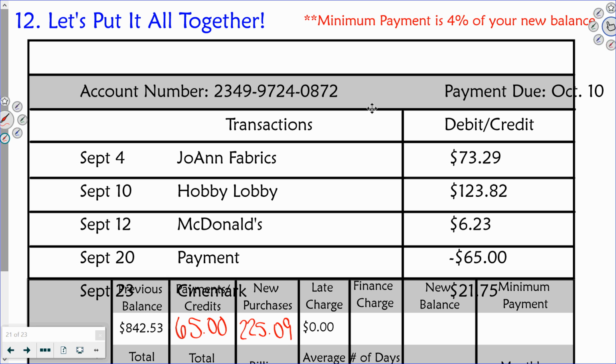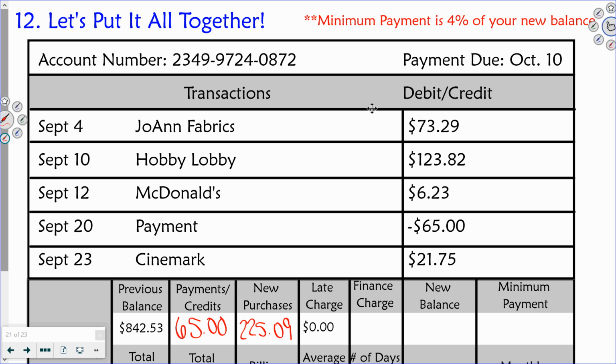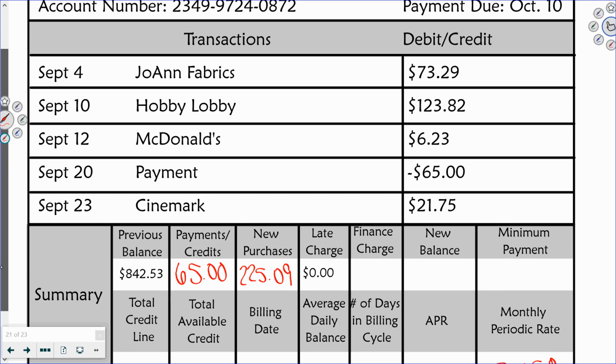It moved. We're fine. It glitched. All right.